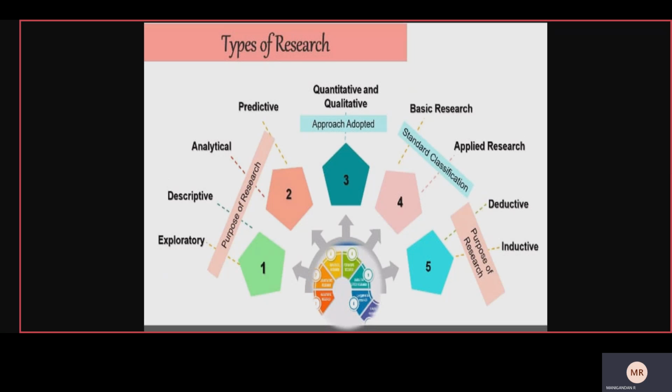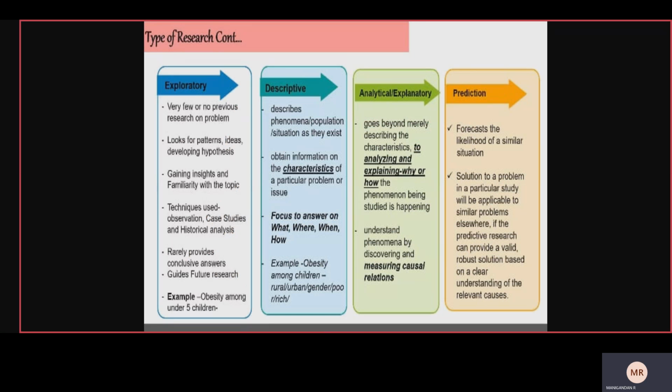And the types of research, continuation. Exploratory: what is exploratory? Very few or no previous research on the problem. Exploratory means to explore the knowledge, looking for patterns and ideas, developing the hypothesis, and gaining insights and familiarity with the topic. Yes, you need to go through some literature reviews. You gain some knowledge on what techniques they were using previously and now, and what methods you need to use for your research topic.